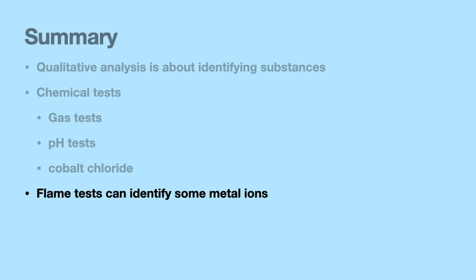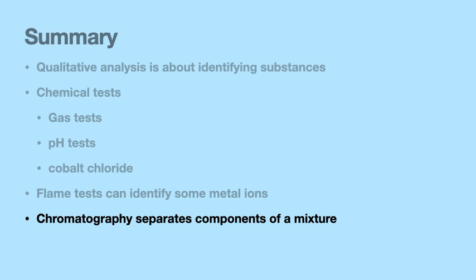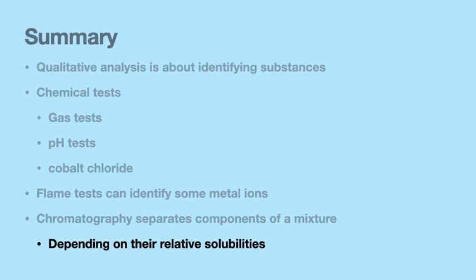Incidentally, this flame testing thing, the ability of certain metals to change the colour of the flame, explains why they are used in fireworks. This is what gives fireworks their colours. And finally, we looked at chromatography, which separates the components of a mixture, allowing you to identify them, and that method depends on the fact that the different parts of the mixture have different solubilities. Okay, that's all for now.